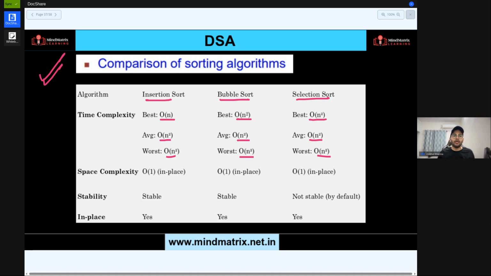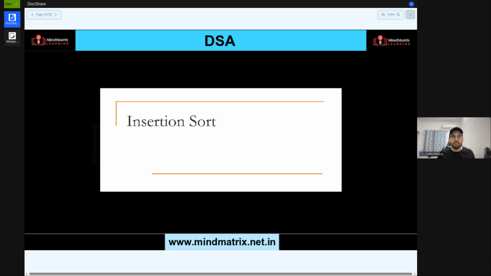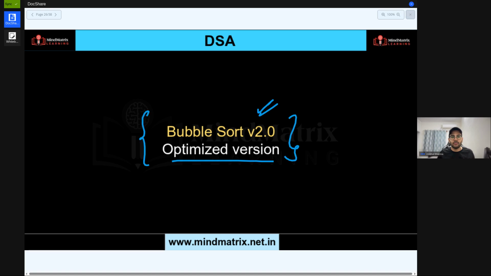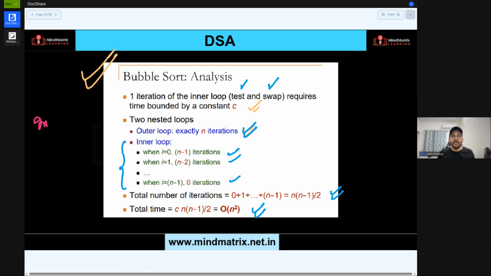Correct? Okay, I forgot to talk about this in bubble sort, whether it is in place or not. Can I say it is also an in place algorithm, right? In case of bubble sort, you are not using any extra space, it is in place. And what about the stability? It is stable. Even if you have duplicate elements, why is it stable? Because you are just comparing the adjacent elements and swapping, so the relative order of the duplicate elements will not change. It will remain intact. So this is stable also.